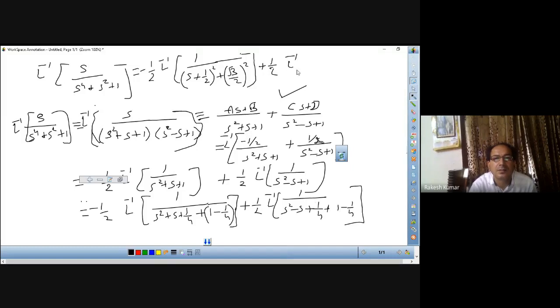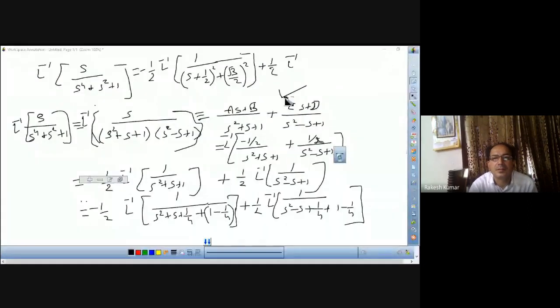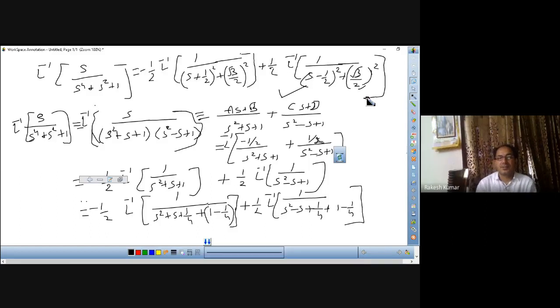L inverse, this is 1 upon (s minus 1 by 2) square plus (square root 3 by 2) square. So this is the adjustment we have made for finding out the Laplace inverse transformation.